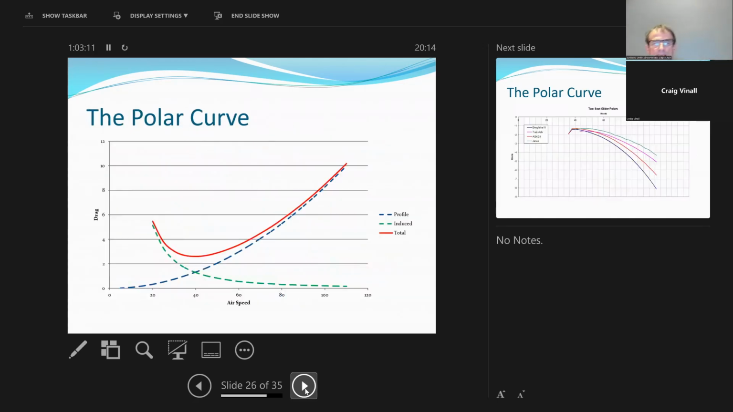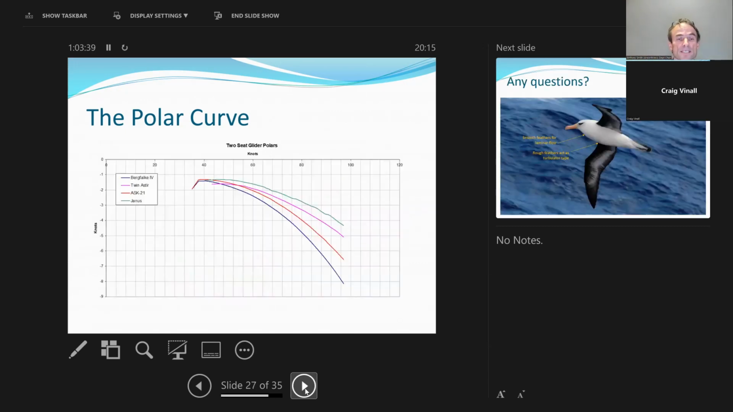So when we add the two together, we end up with what's called a polar curve. The green line is the induced drag, the dashed blue line is your profile drag, the red line is the sum total. The minimum sink speed is where your minimum drag occurs, and that's where you've got 50% induced drag, 50% profile drag by definition. From that, we can work out what our sink speeds are.